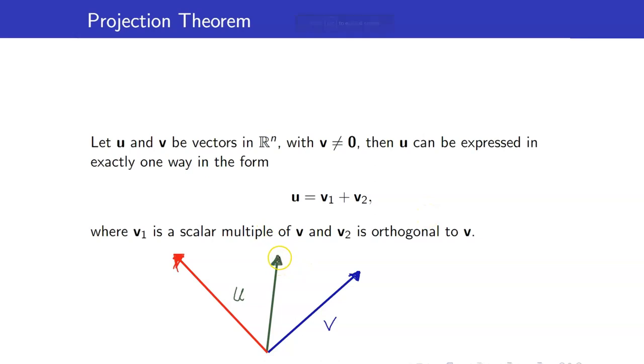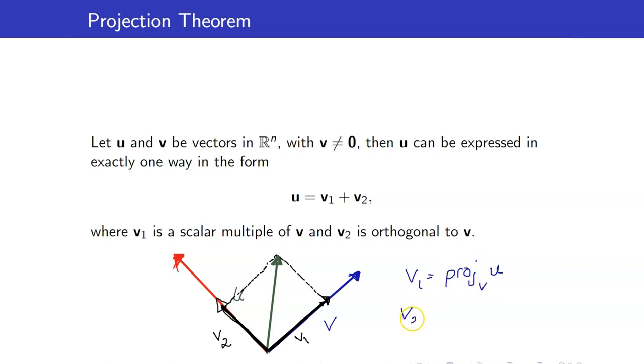In order to do that, I will first get the projection of U onto V. So this vector here, this is my V1. And when I project U onto this vector, which is orthogonal to V, this is now my V2. How do we get this V1 and V2? Notice that V1 is just the projection of U onto V.